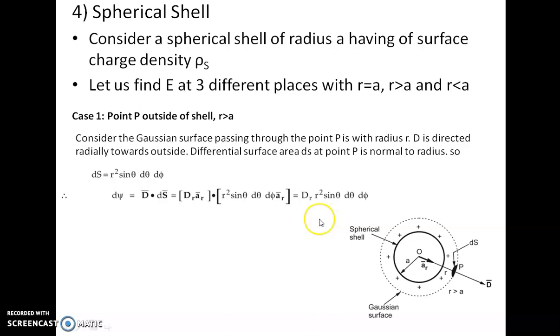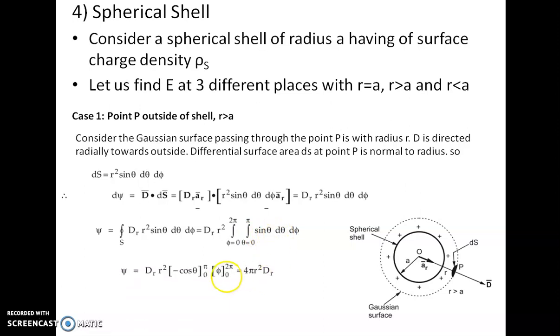Now to get the total flux lines, I have to integrate over the surface. So psi is equal to the closed surface integration of D_r r square sine theta d theta d phi. The limit for theta will be from 0 to pi, and phi will be from 0 to 2 pi. If you integrate this and simplify, you will get psi is equal to 4 pi r square D_r.